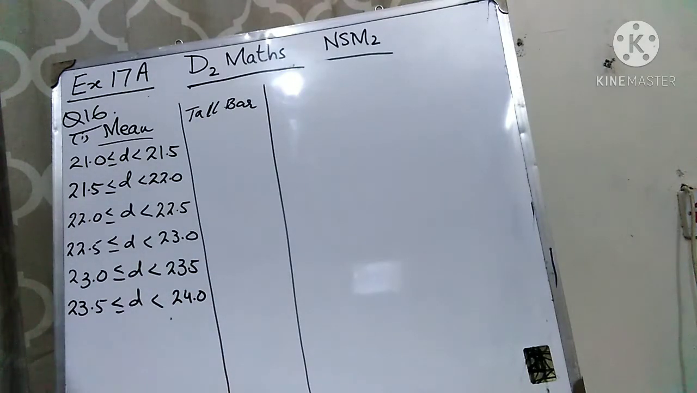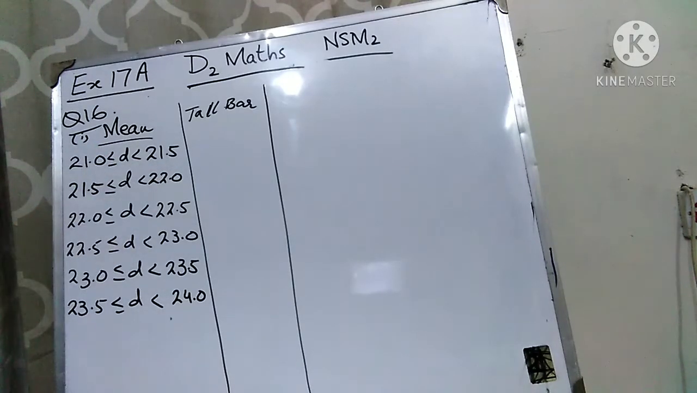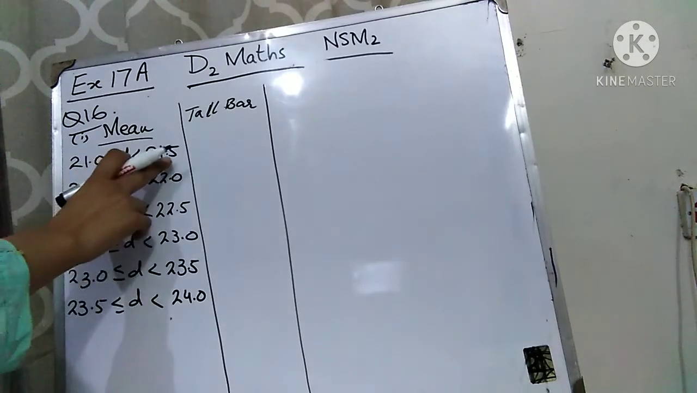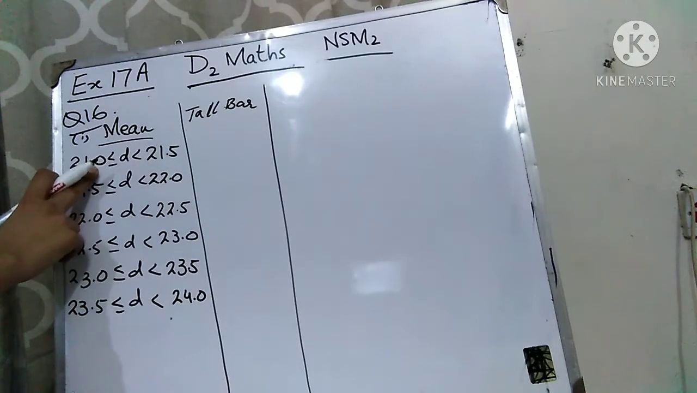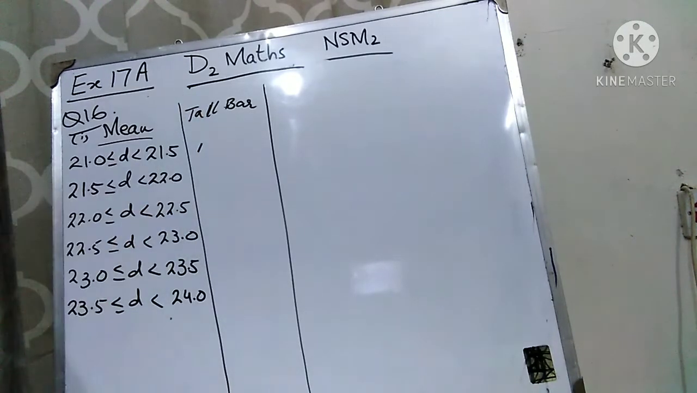Okay, see this table up where all the values are written. The first value is 21.03. So where 21.03 lies, here you can see that this is 21.0. So it means that 21.03 lies within this range. So draw the first tally over here.